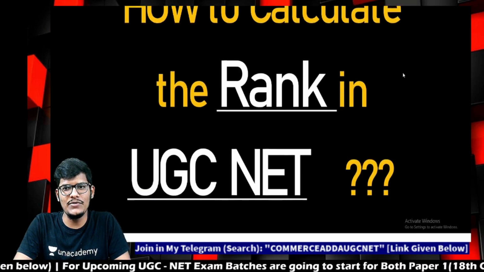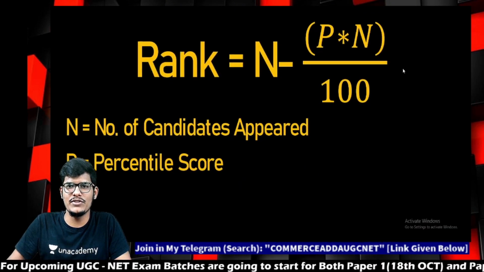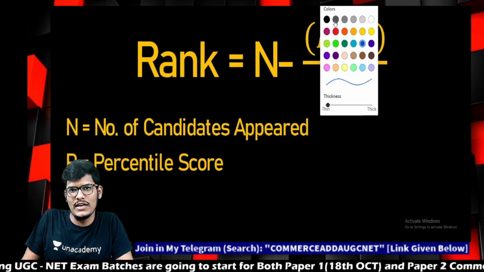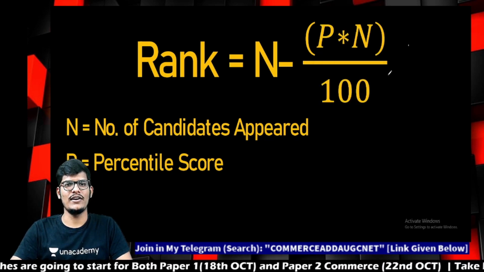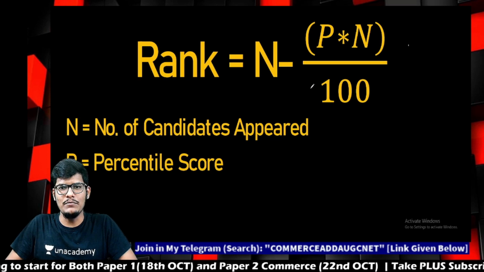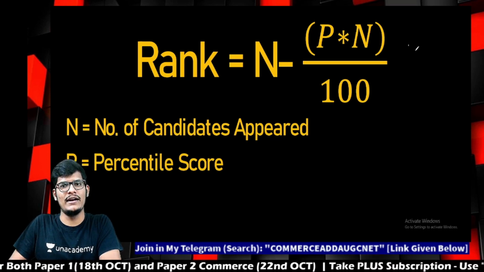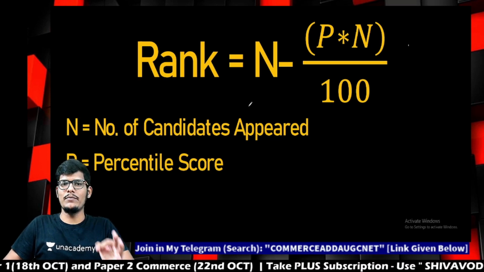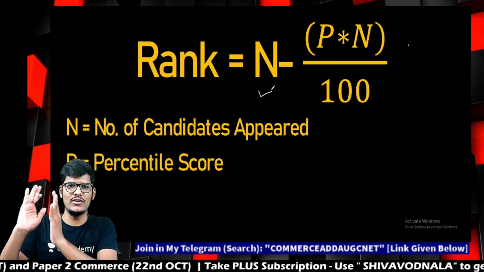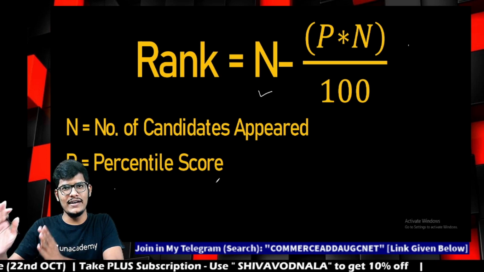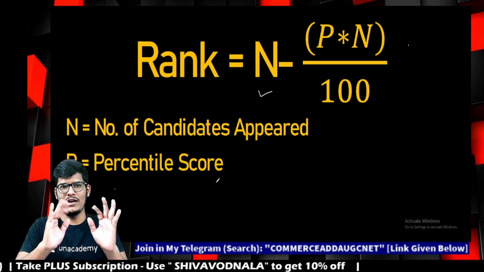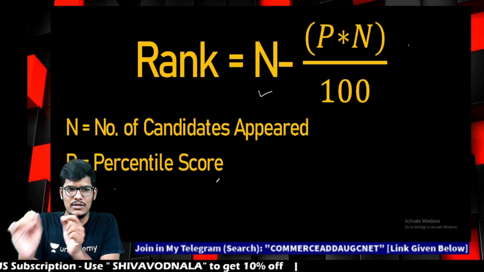In order to identify the rank, there is a formula which is used. With this we can easily get the rank of a particular candidate. Rank is equal to n minus p into n divided by 100. Here n is the number of candidates who appeared in that particular subject, and p is the percentile score that the candidate got. These are the two parameters. I will tell you with an example.